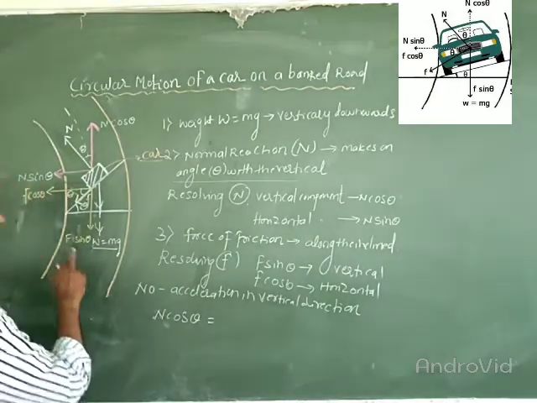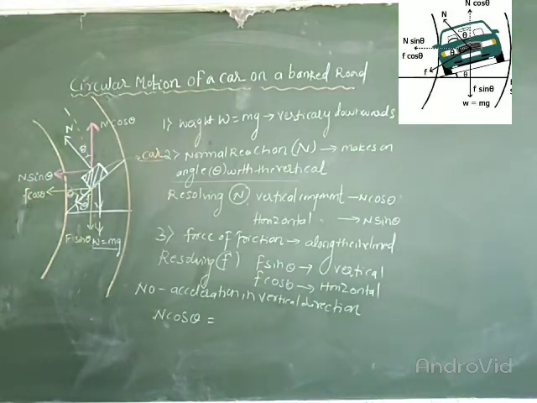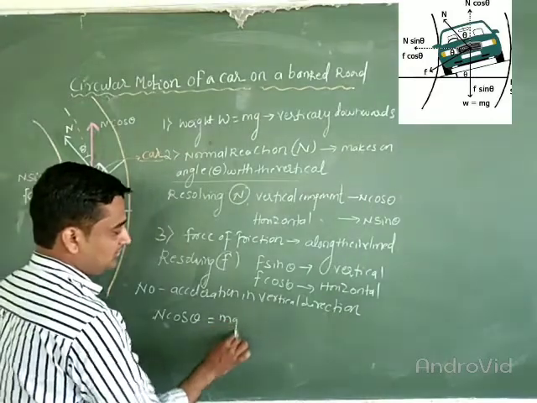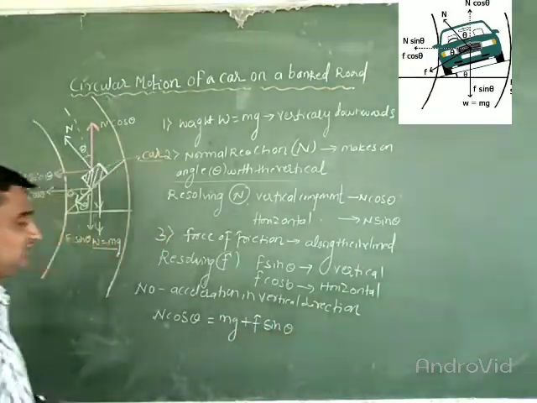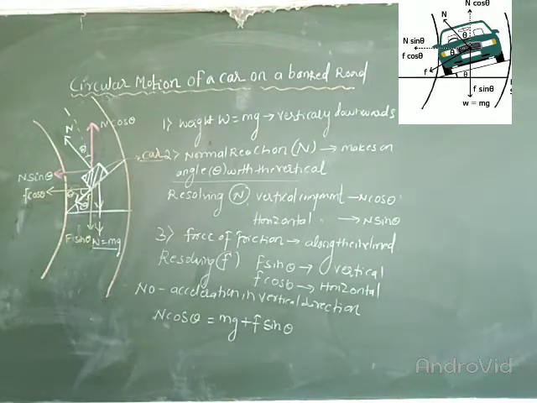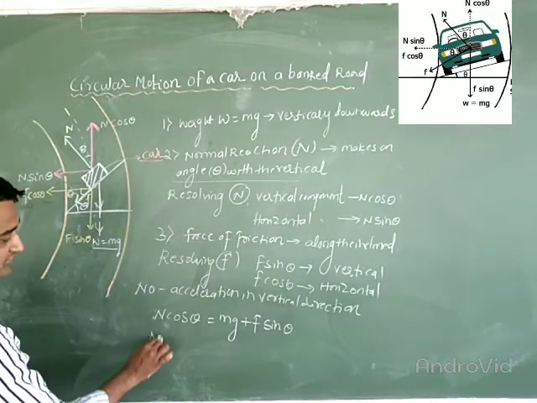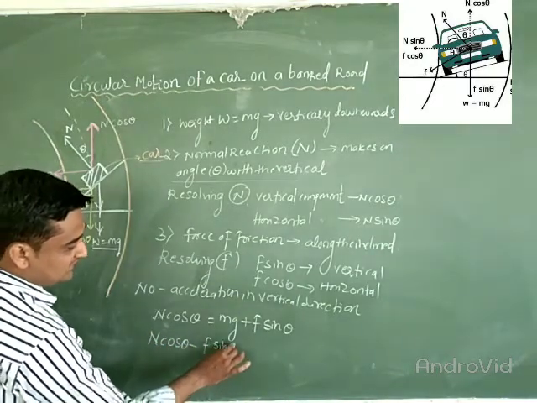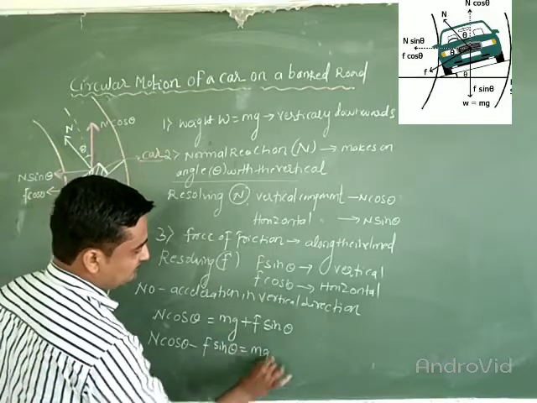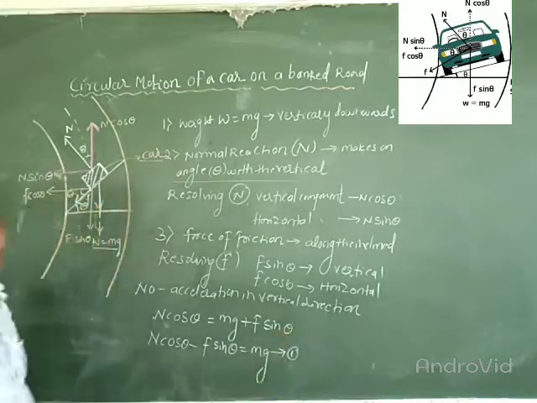Weight plus this F sin theta. That is equal to what? mg plus F sin theta. The two are equal and opposite. Right? So N cos theta is equal to mg plus F sin theta, and this we can write as N cos theta minus F sin theta is equal to mg. So call this equation 1.